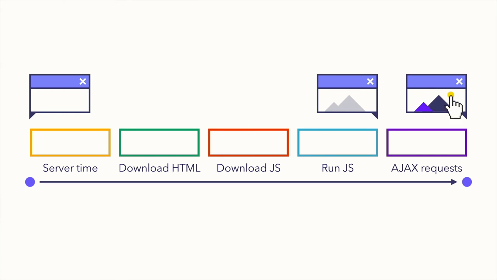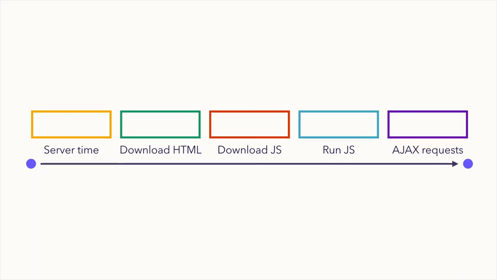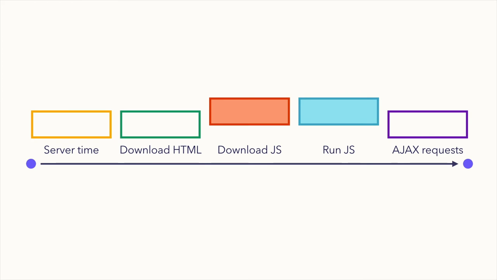So how can we improve the performance of that? Let's get back to our tweet. Less code. Where can we load less code? Well, let's look at these two bars, download JavaScript and running JavaScript. In a really large application, this can actually take seconds. Seconds. How can we get rid of this? Well, it's very difficult to get entirely rid of it, but maybe we can do something different, right?